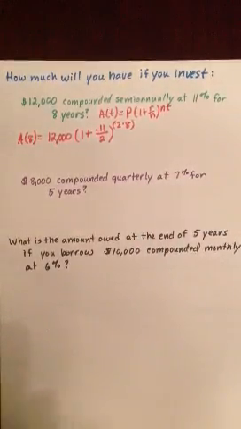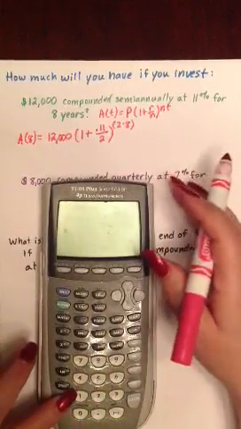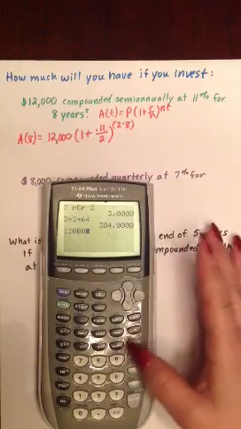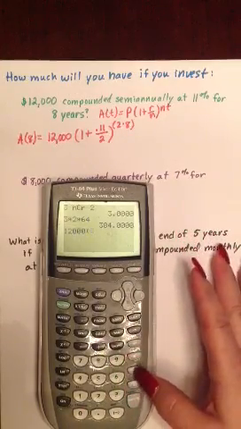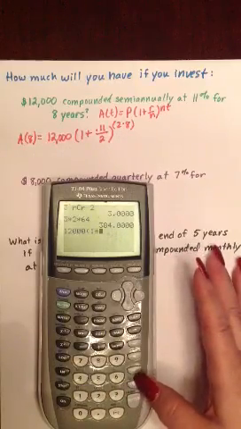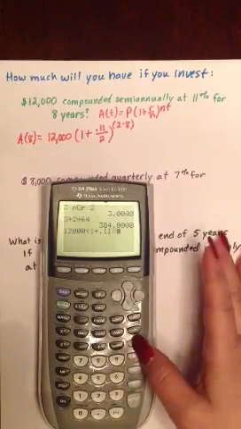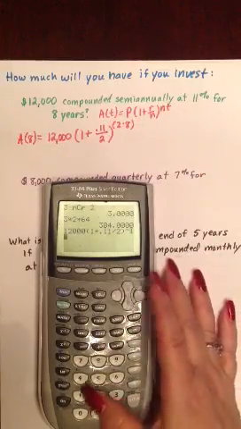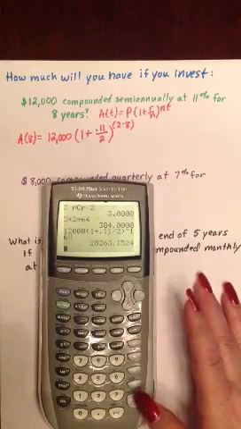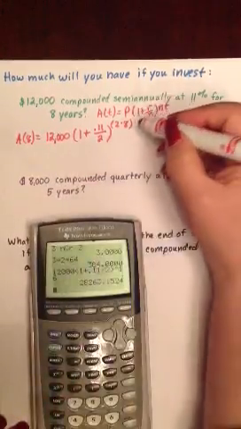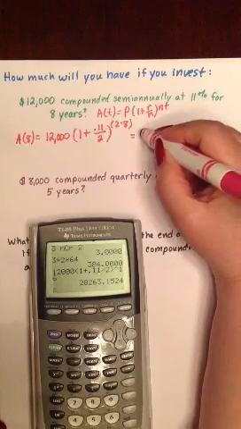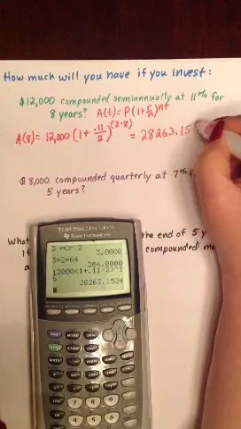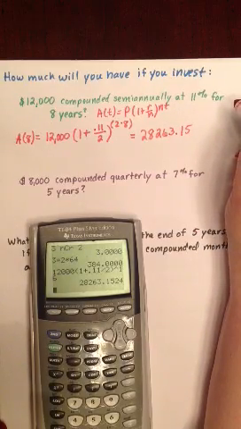All right, and then all you do is just type that in your calculator. So you'd say 12,000 in parentheses 1 plus 0.11 divided by 2 raised to, I'm going to go ahead and go 2 times 8, 16. Okay. And so I get that that amount is equal to $28,263.15. There we go. That's pretty good.